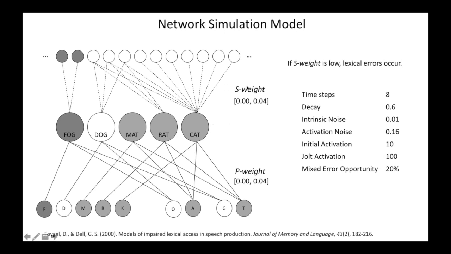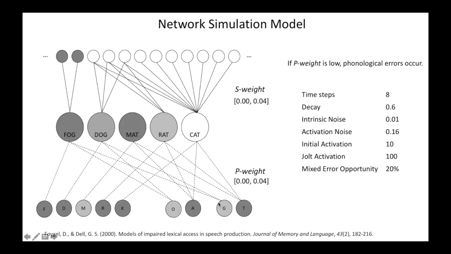So if there's an S-weight lesion where we reduce the connections, then lexical errors are possible and likely to occur. For instance, just because you don't have very good differentiation of activation here, just due to noise, you might get a boost of activation to dog, and then the strong connections will spell out the correct phonemes. Likewise, if you have a P-weight lesion, the activation is not flowing correctly to the phonemes, and so you might come up with a non-word because you're basically picking phonemes randomly. And so these different settings of S-weight and P-weight can explain patterns of errors.